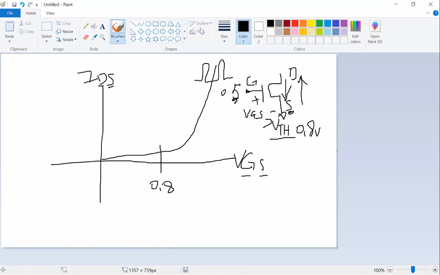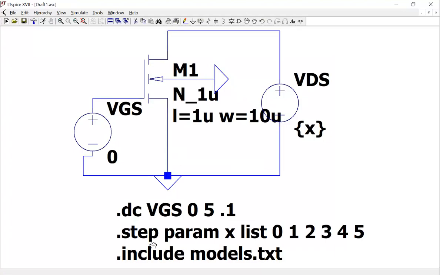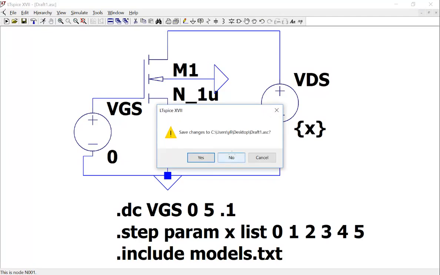So this is for VGS versus IDS. And now let's do a simulation. I'm going to put this one.